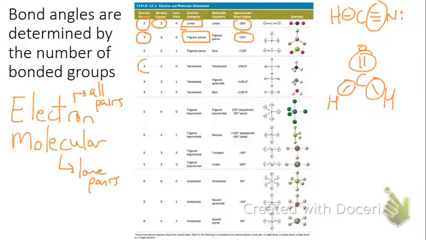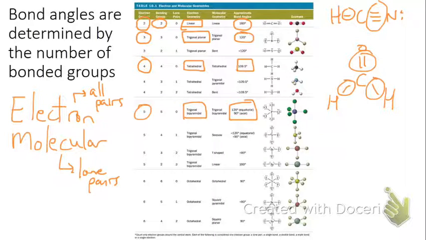So let's bump up one more. 4 electron groups. It doesn't matter how many lone pairs versus bonding groups; 4 electron groups gives a tetrahedral electron geometry. The bond angle is 109.5. 5 is trigonal bipyramidal. It's one pyramid on top of another pyramid. It's 120 degrees in what's known as the equatorial.